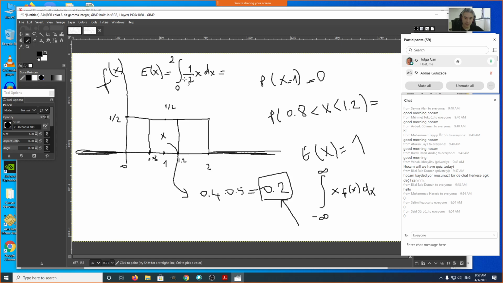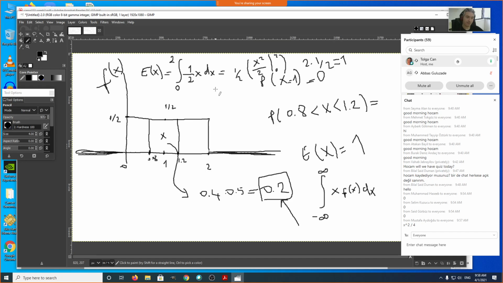And again, how did I get to this? x times f(x) dx, since f(x) is equal to 1 over 2, is equal to this one. Therefore, you need to take your integral. The integral of x is x squared divided by 2, right? So x squared divided by 2 from 0 to 2, with the 1 over 2 outside. This is 0, this is 4 over 2, which is 2. 2 times 1 over 2 is 1. So this is how you find its expected value.